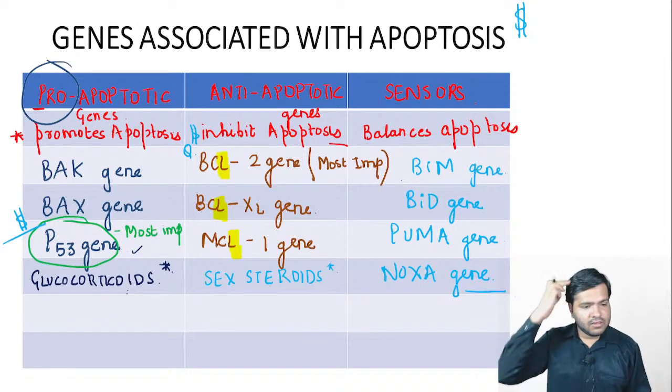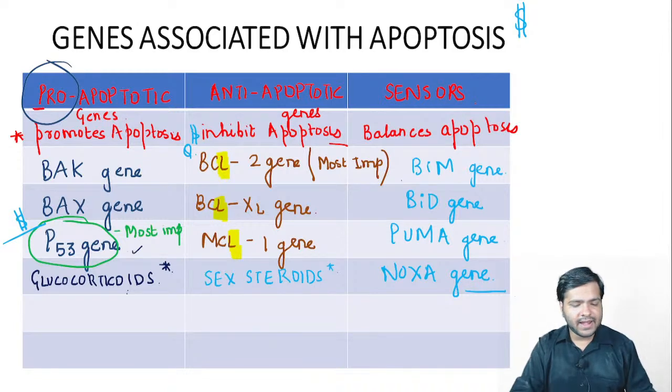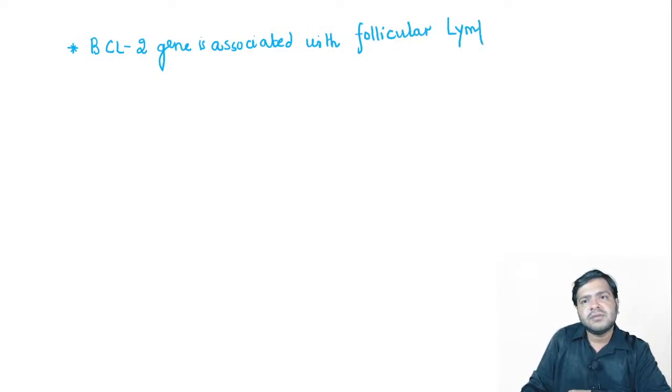Okay, apart from that, we will write some important one-liners in our notes. Just mention one point that the BCL2 gene is associated with follicular lymphoma.